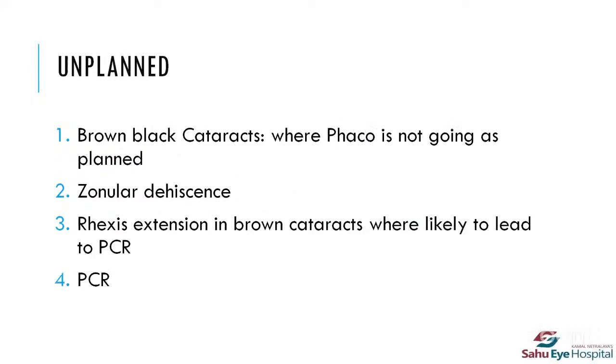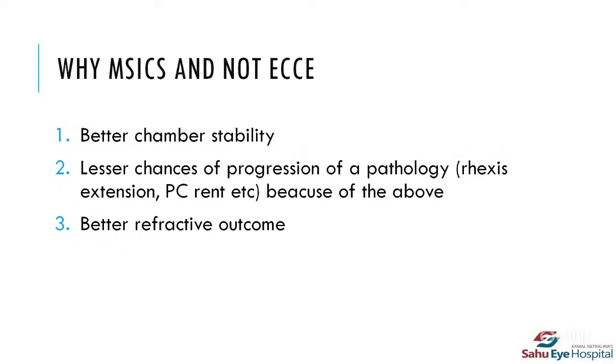Unplanned cases can be, as has been beautifully highlighted by the previous speakers, a brown black cataract where the phaco is not going as planned, a zonular dehiscence case where you have PC rents, and wherever there's a rhexis extension. Now, when extensions happen, SICS would obviously be a better choice because of better chamber stability, lesser chances of progression of the primary pathology, for example a rhexis extension or a PC rent, and for better refractive outcomes.